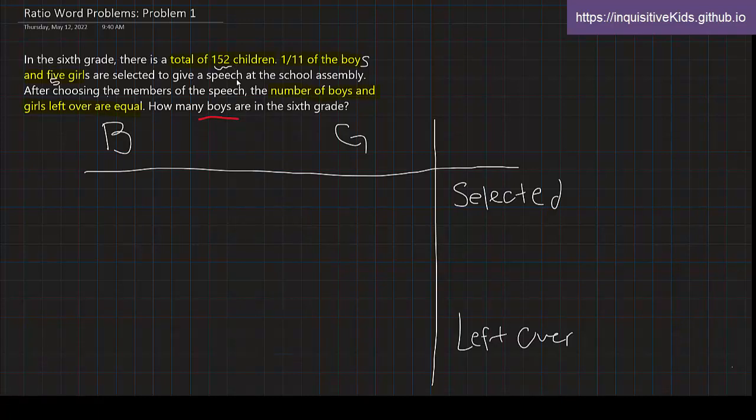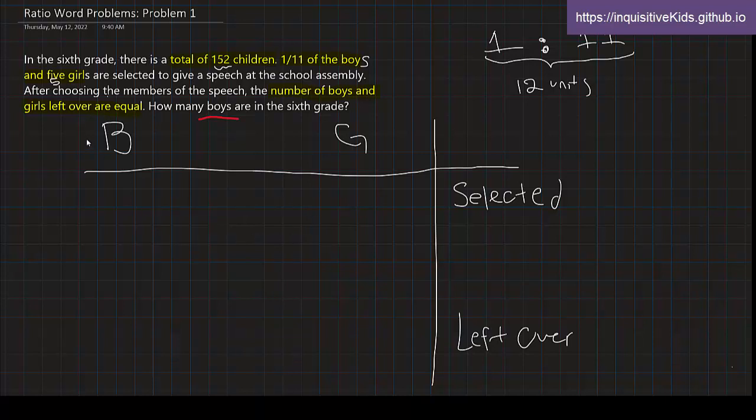So 1/11th of the boys were chosen. Since it's 1/11th, that in ratio form is 1 to 11. So answer my question: how many total units are in here? If you guessed 12, you're right, because this is 1 unit and this is 11 units. So we have to add them. 1 plus 11 equals 12 units.